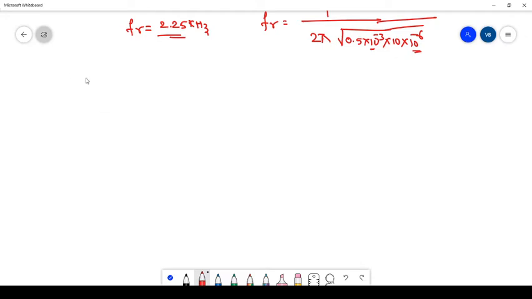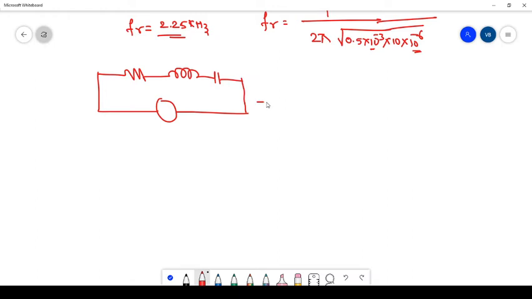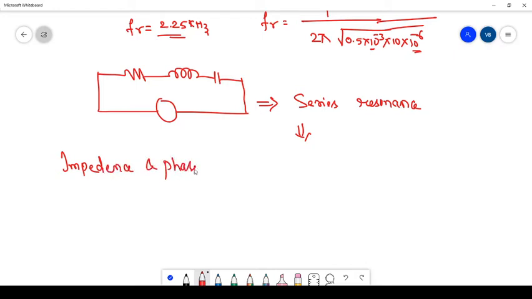So now we'll explain how we are going to calculate the impedance and phase angle of a series resonant circuit. Up to now we have seen a circuit with a resistor, an inductor and a capacitor, all three connected in series with a source. Whenever resonance occurs in this circuit, it is called series resonance. In series resonance, how are we going to calculate the impedance and phase angle?